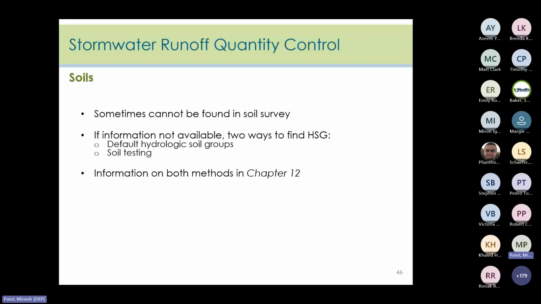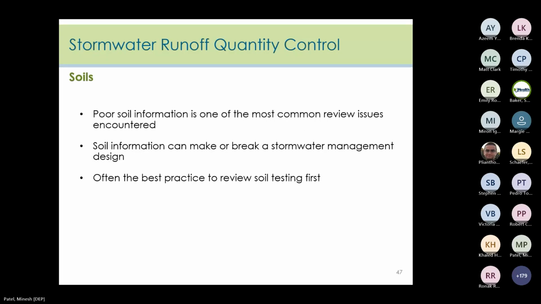If information on the site's soils cannot be found, use the methods found in Chapter 12 to determine the hydrologic soil group, either from the default HSG method or from soil testing. Making sure that the soil data for the site is accurate is a critical part of the review process. Inaccurate soil information can make or break a stormwater BMP, so a good practice generally is to review soil testing first.